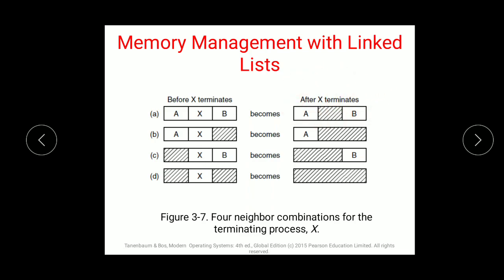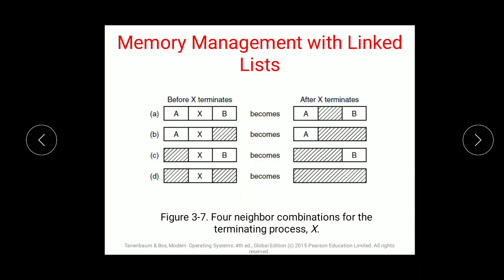There are 4 neighbor combinations of terminating process X. First one is before X, A, X and B. X terminates, the middle becomes empty. Either it contains a process, or once the process leaves it is empty. So these are the 4 variations in which X can terminate in linked list format.